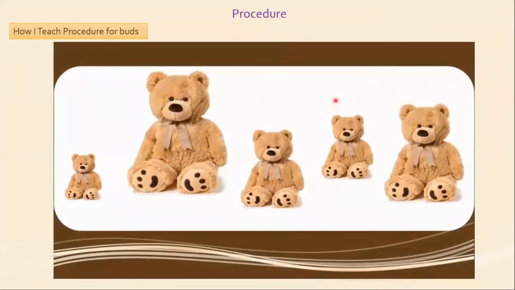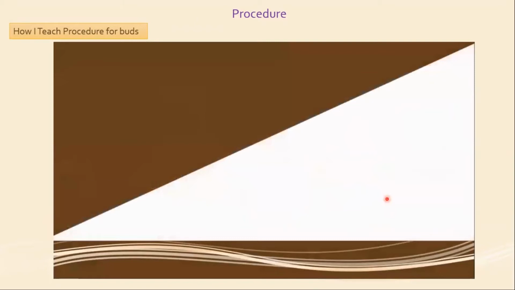Hi everyone. I have some teddies in different sizes. Can you see them? I want to arrange these teddies in this triangle shape. This shape has less space on the left and more space on the right side. Can you arrange these teddies in this triangle shape?